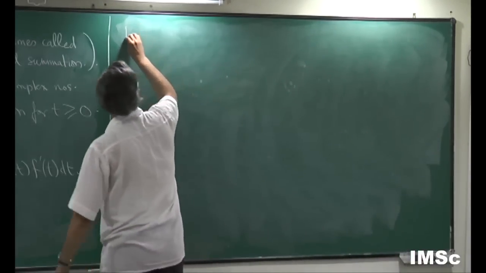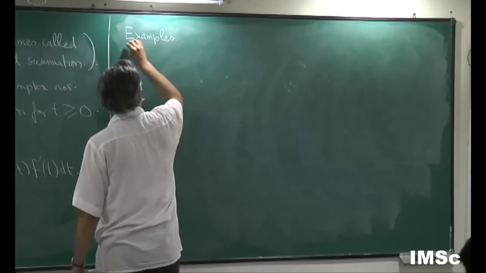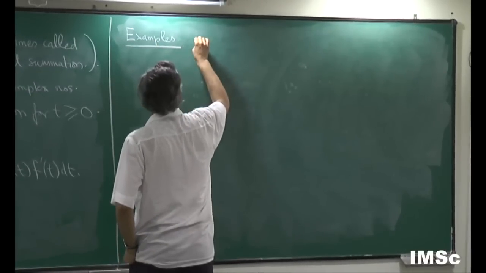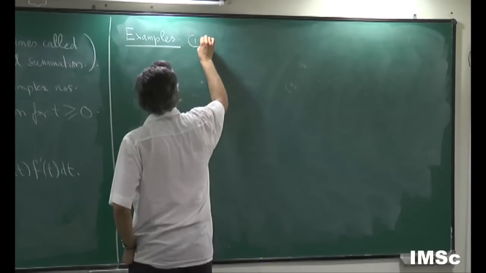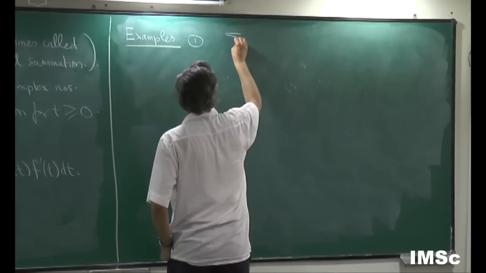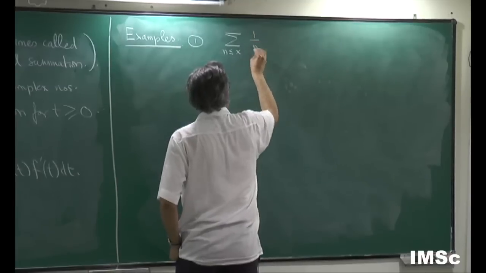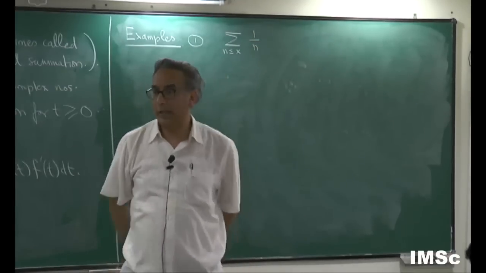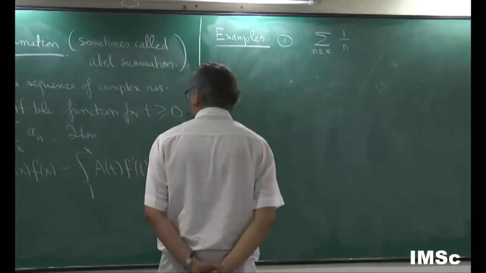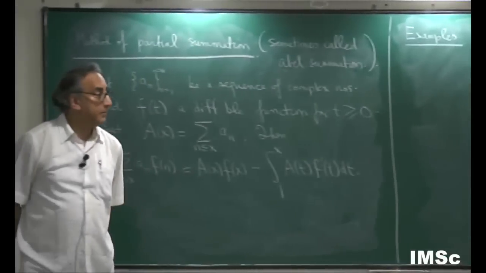So let's look at a few examples. Let's look at, for example, the following question: summation n less than x, 1 over n. What is the asymptotic behavior of this function? Let's look at that. Now, I want to apply this lemma, or this partial summation lemma.